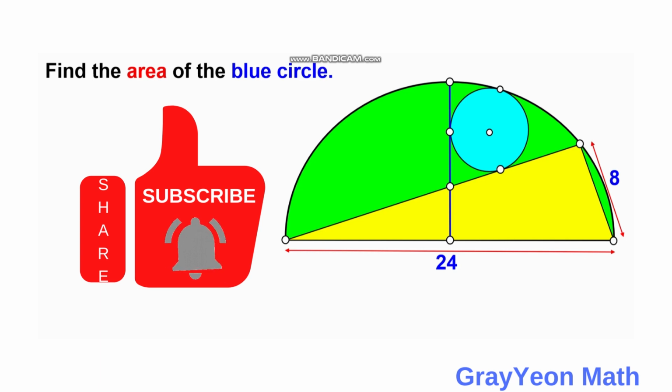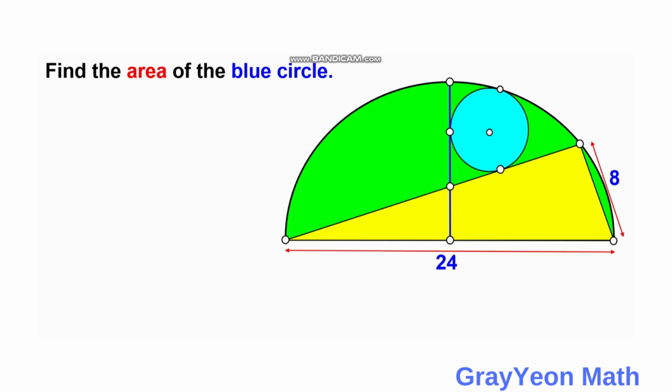So, this is a yellow right triangle because its hypotenuse is also the diameter of the semicircle, and its dimensions are 8 for the shorter leg and 24 units for the hypotenuse. And we are required to find the area of the blue circle.